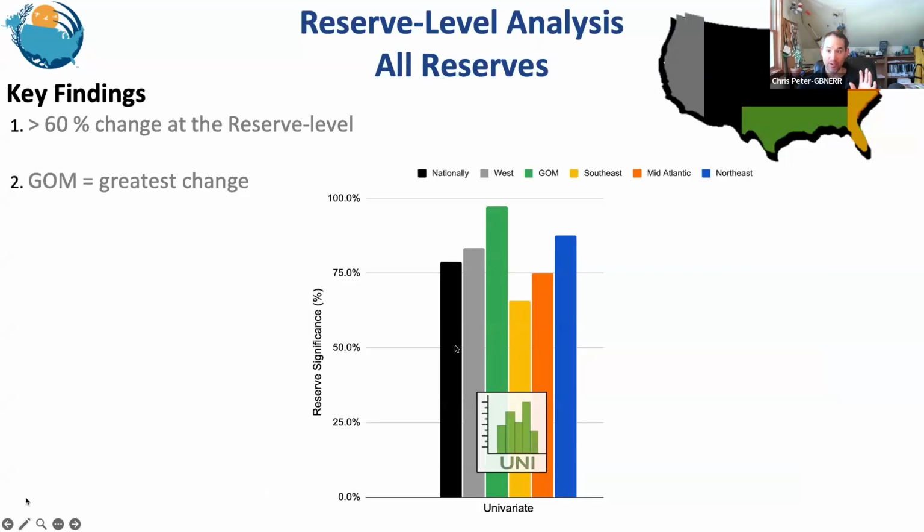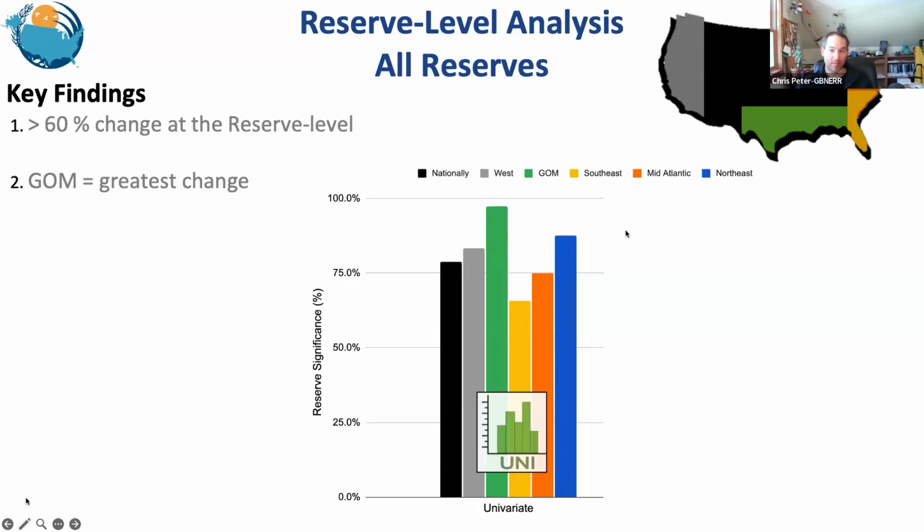We ran about 7 univariate tests for every reserve. And I just wanted to see how often we got a significant univariate test. Was our p-value lower than 0.05? And for most of the time, we're above 60%. So lots of change throughout the system, mostly in the Gulf of Mexico.